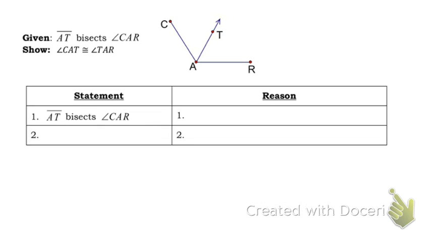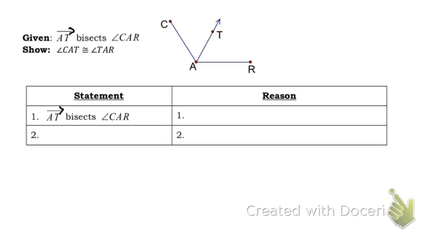So our next example says AT bisects angle CAR. In fact, there's a slight mistake on here. It's not really a big mistake, but usually we talk about rays when we talk about bisectors. There's nothing wrong about a segment bisecting an angle, but typically speaking, we talk about rays. So you don't necessarily have to make that change, but it makes it look a little more appealing to what we talk about as an angle bisector. All right, so AT bisects angle CAR.